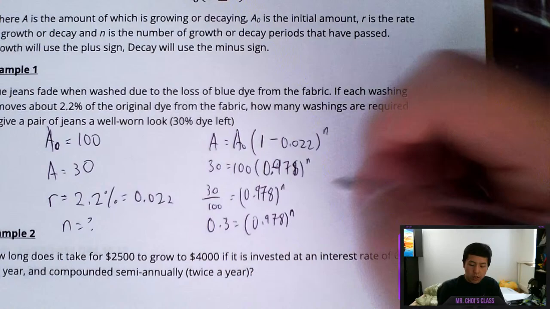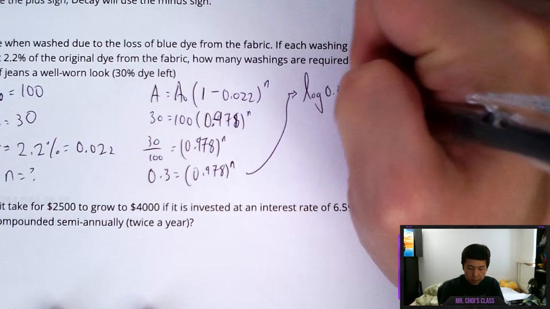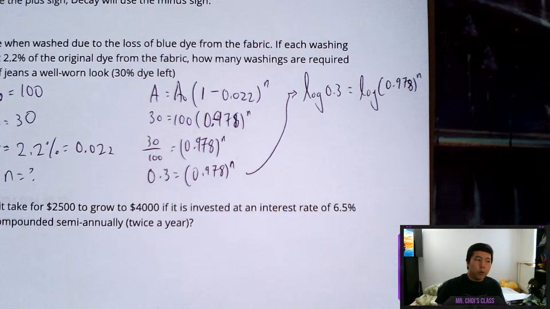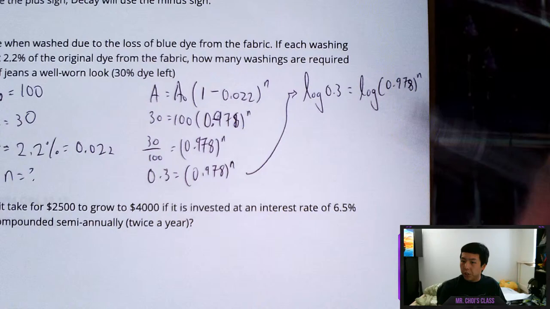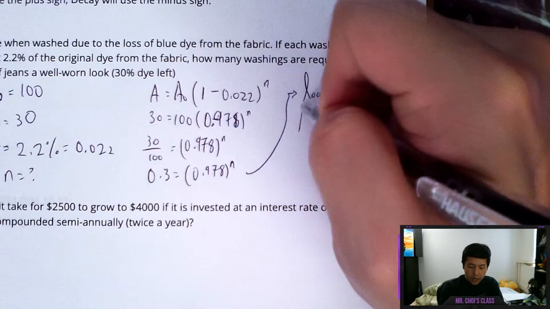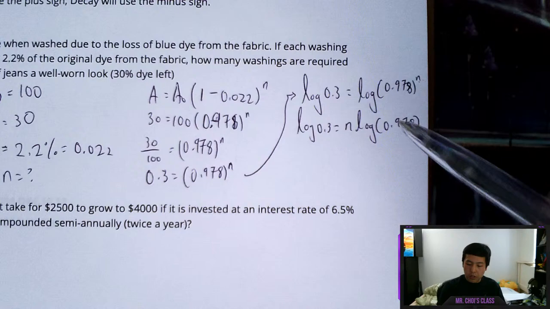So watch here. We have 0.3 is equal to 0.978 to the power of n. I'm going to put log on both sides. I'm going to get log 0.3 is equal to log of 0.978 to the power of n. Now, if you remember from my lesson previously, you already know one of the power rules, which is I'm going to bring down the n to the front, because exponents can become coefficients in logarithmic functions. So I'm going to get log of 0.3 is equal to n log of 0.978. And now this becomes favorable for us. Our n is no longer in an exponential position.